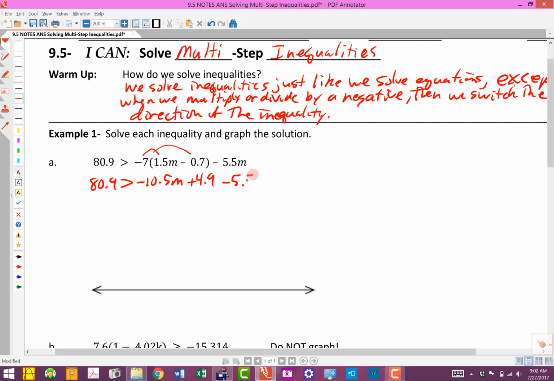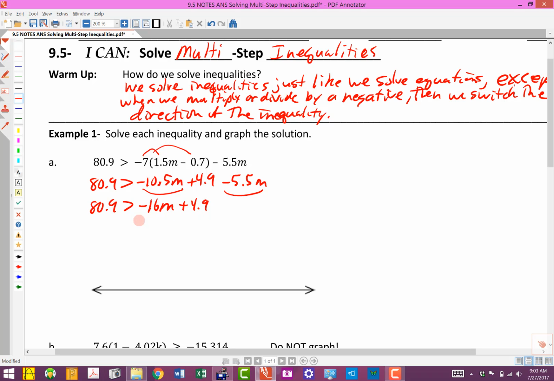And then we have -5.5m. Okay, all we did there was distribute. We didn't do the same thing to both sides, so we're in good shape here. We didn't multiply both sides by a negative, so we've got that -10.5m. These are now like terms. Let's just combine those together. If we have -10.5m and -5.5m, that's going to be -16m. So we get 80.9. This is going to be -16m. Turns out to be a whole number here, and then this is 44.9.